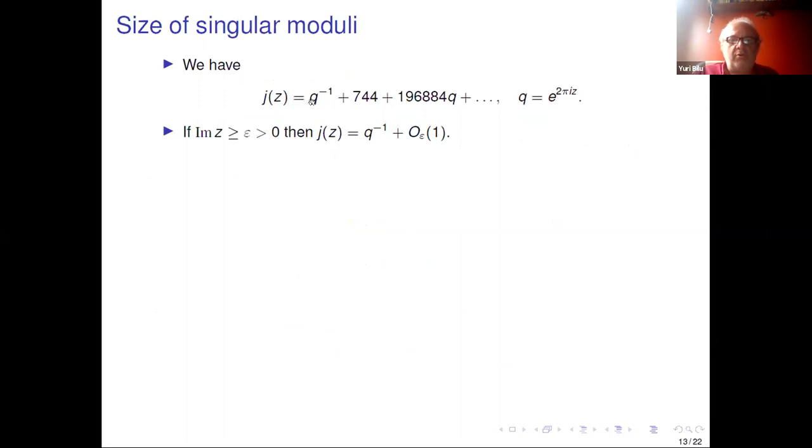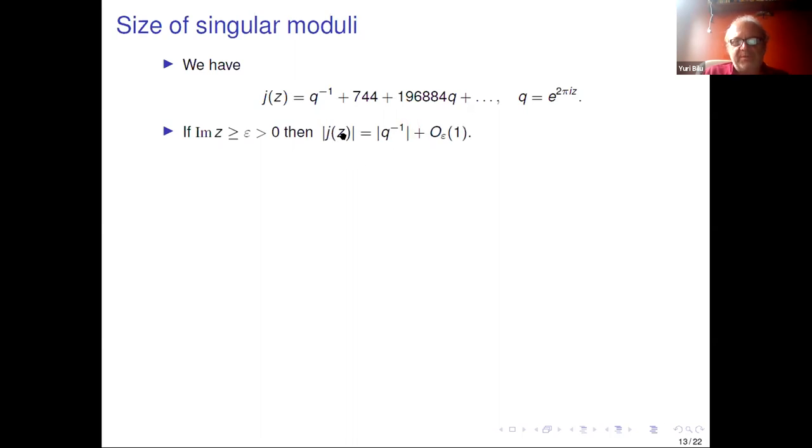If we look at this expansion, then we see that we have a big term. So if the imaginary part is not too small, then this is a big number, and all the rest is kind of bounded. If the imaginary part of Z is bounded away from zero, then this will be, essentially, q to the minus one plus something bounded.